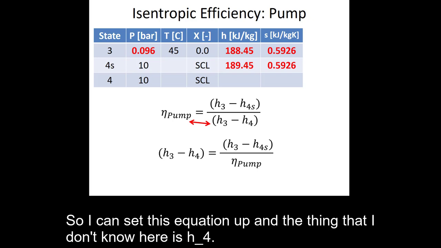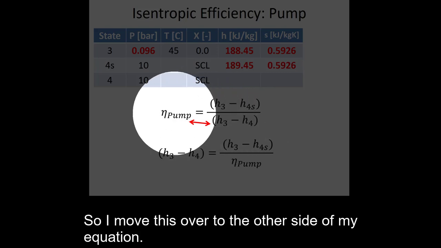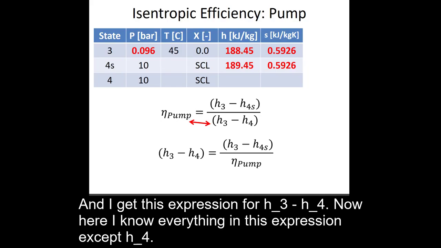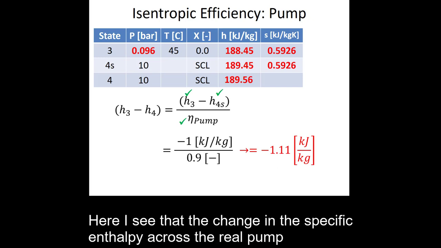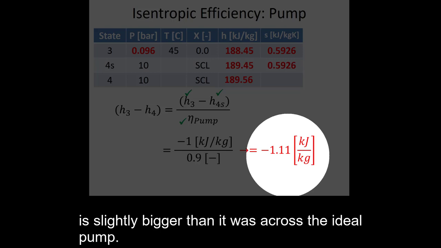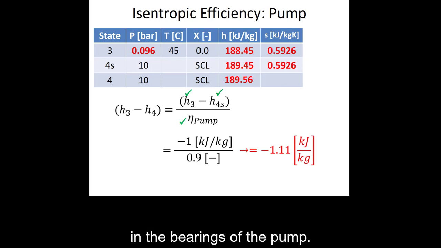So I can set this equation up, and the thing that I don't know here is h4. So I move this over to the other side of my equation, and I get this expression for h3 minus h4. Now here I know everything in this expression except h4. Here I see that the change in the specific enthalpy across the real pump is slightly bigger than it was across the ideal pump. So we've consumed a little bit more power than we did in the ideal pump. And that makes sense because we had to overcome things like friction in the bearings of the pump.